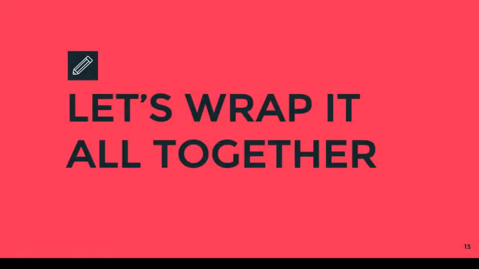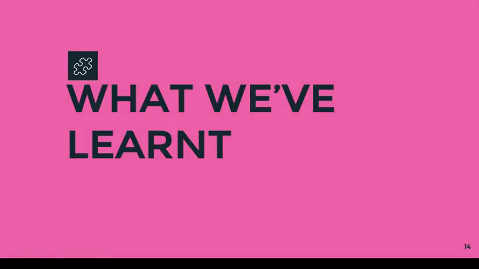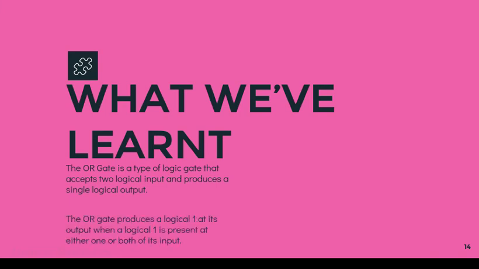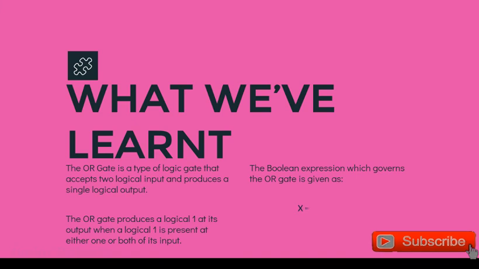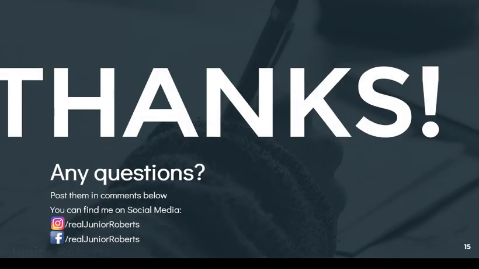Now let's quickly wrap everything together. So what we have learned so far is that the OR gate is a type of logic gate that accepts 2 logical inputs and produces a single logical output. The OR gate produces a logical 1 at its output when a logical 1 is present at either one or both of its inputs. And the Boolean expression which governs the function of the OR gate is given as X equals A or B.